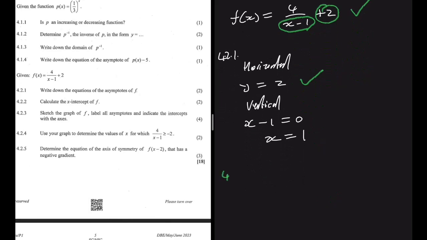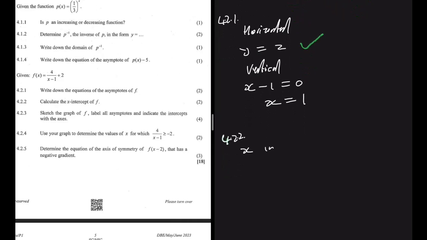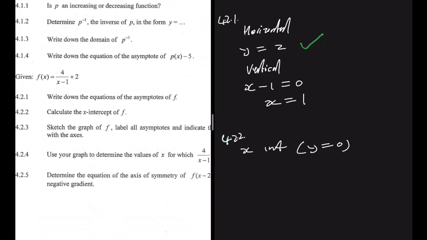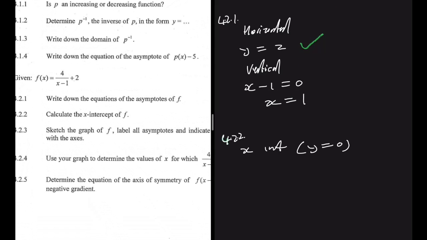the question is saying let's calculate the x-intercept of f. We're looking for the x-intercept of f. As soon as I hear x-intercept, I'm thinking y is equal to 0, right? So if we let y be equal to 0 in our function, we're going to have 0 being equal to 4 divided by x minus 1 plus 2.